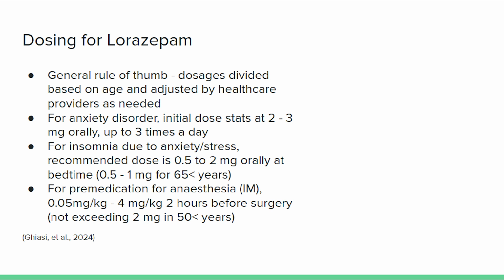When used as a premedication for anesthesia, lorazepam is administered intramuscularly between 0.5 milligrams per kilogram to around 4 milligrams per kilogram around 2 hours before surgery.